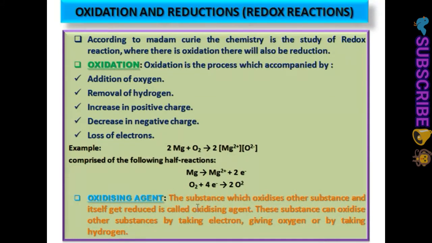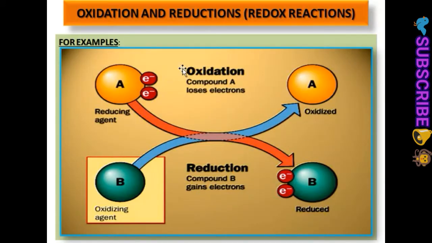Now the oxidizing agent: the substance which oxidizes other substances and itself gets reduced is called an oxidizing agent. This substance can oxidize other substances by taking electrons and giving oxygen, or by taking hydrogen. In this schematic diagram, you can easily understand what I mean by oxidation and reduction reaction. Okay students, now look at this schematic diagram and you will understand.